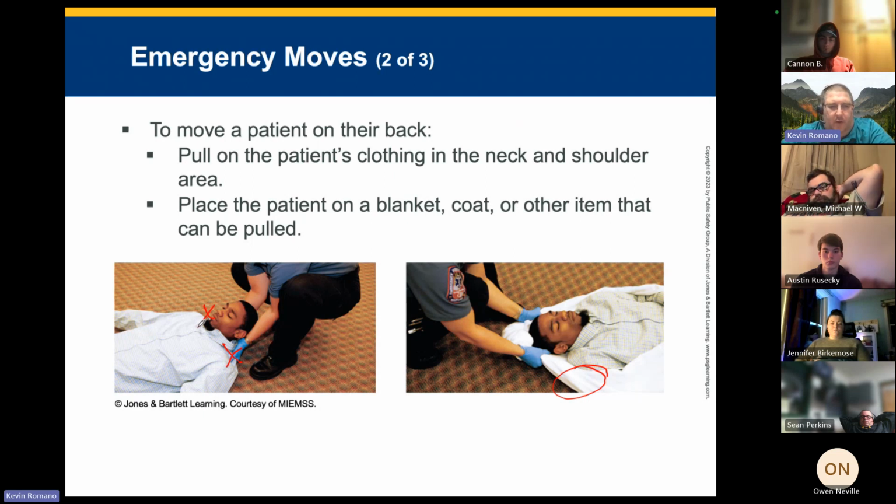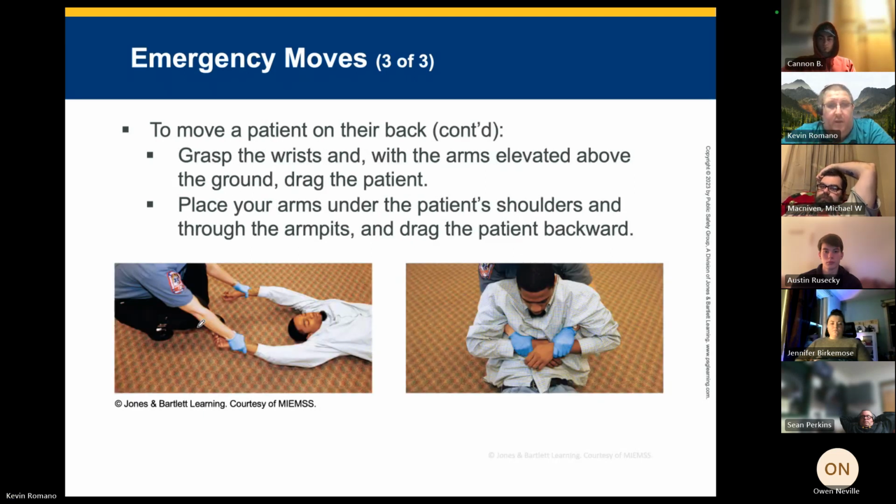Be careful and rip the clothes right off of them. Other ones you can utilize are the arm drags, or you can do the fireman drag as well, where you use your hands, and you can drag this way. You can use your hands. You can drag them along the floor, right?